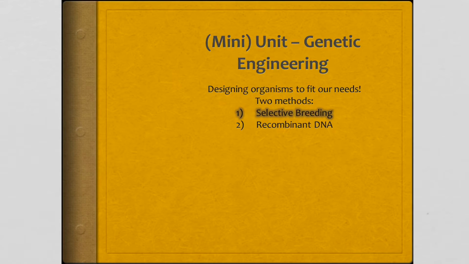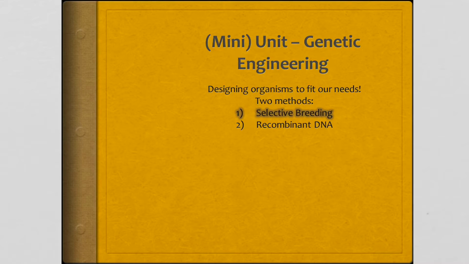So what we're going to start talking about today is this unit on genetic engineering. And genetic engineering is all about designing organisms to fit our needs. That sounds kind of drastic, but it's all about manipulating living organisms to help humans. Some simple examples of this, as you'll see, are things like domesticated cattle for food, or dogs that maybe help us hunt, or catch pests or things like that.